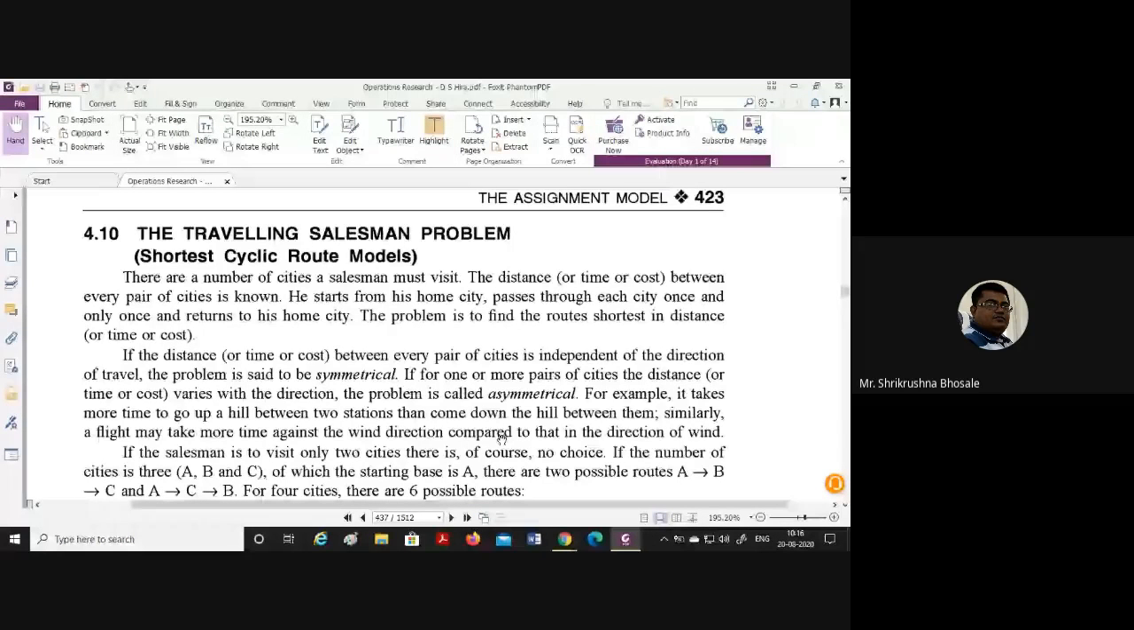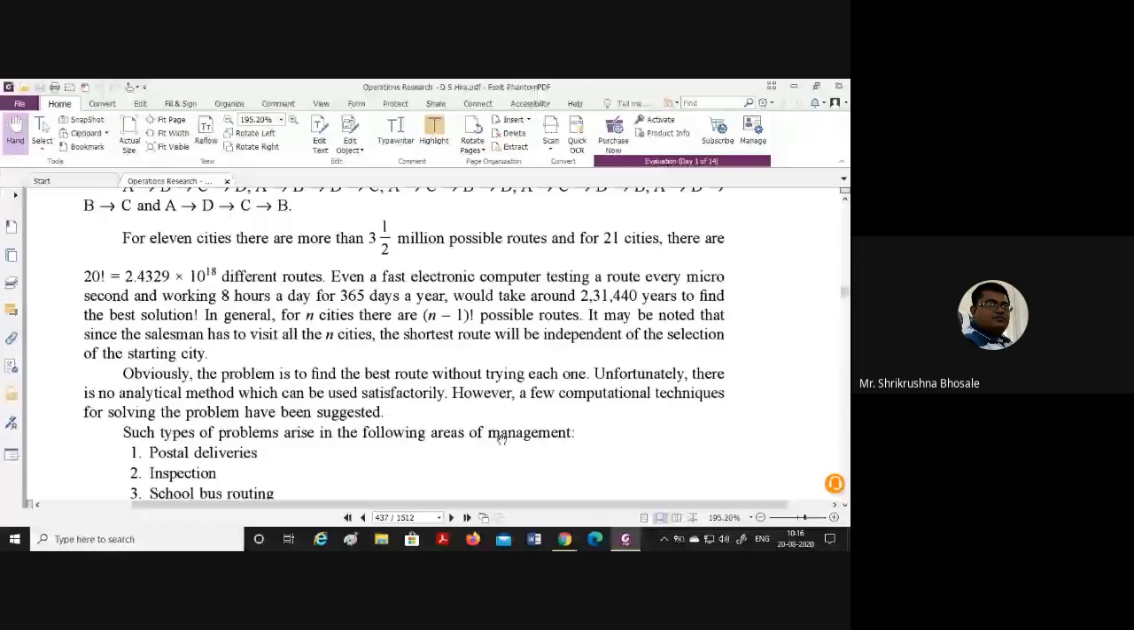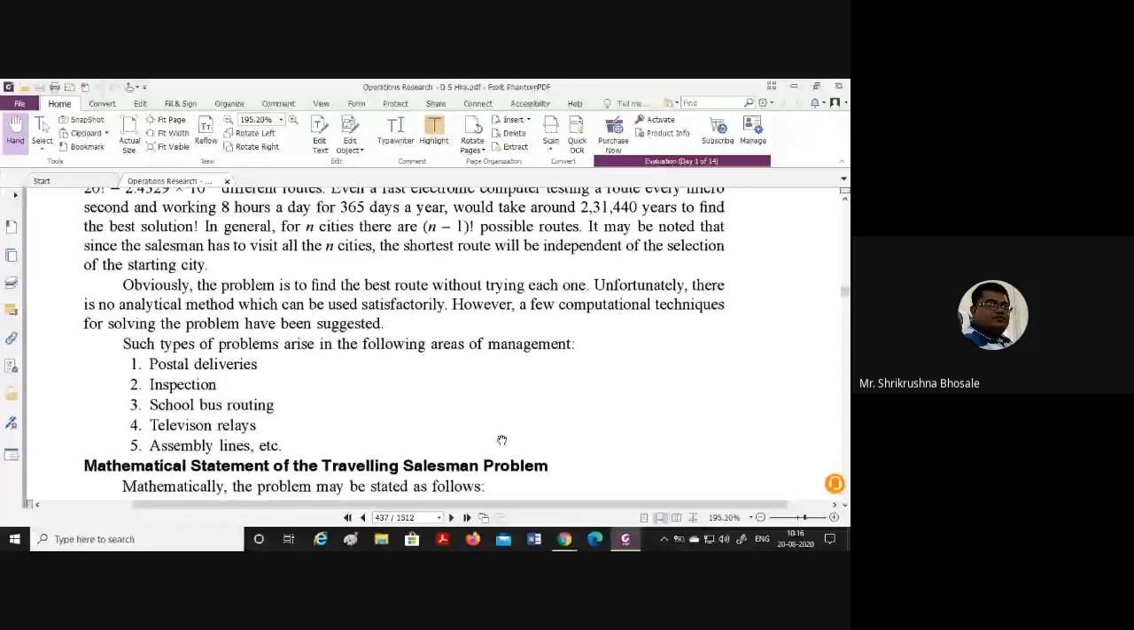So here I will not go into detail on those things. So why is such a type of problem used? For which areas are these problems used? These problems are used for postal deliveries. So speed post we are sending, online shopping we are doing. So whatever traveling is there, that happens like that only, by using this type of way.